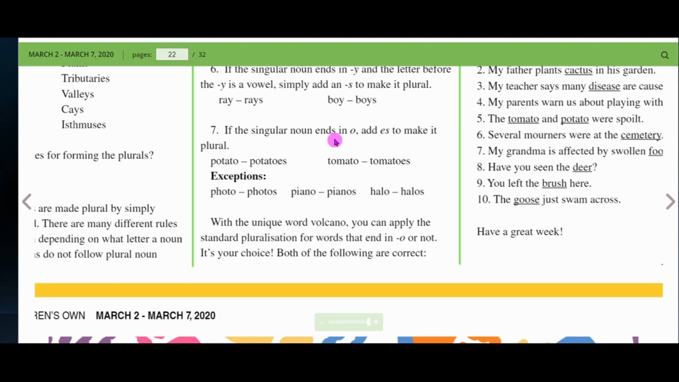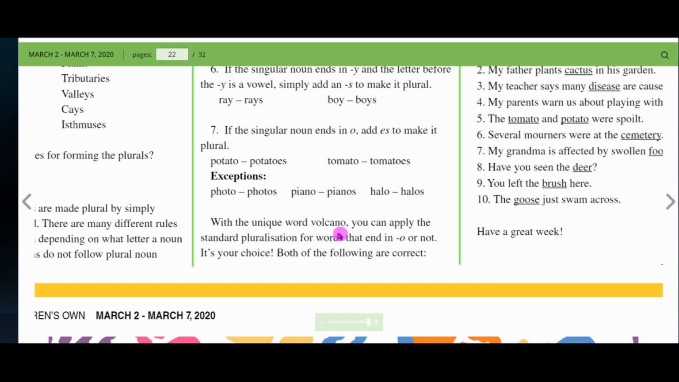Rule 7. If the singular noun ends in O, add ES to make it plural. So potato becomes potatoes. Tomato becomes tomatoes. Now here are some exceptions. Photo becomes photos by simply adding S. Piano becomes pianos by simply adding S. Halo becomes halos by simply adding S.